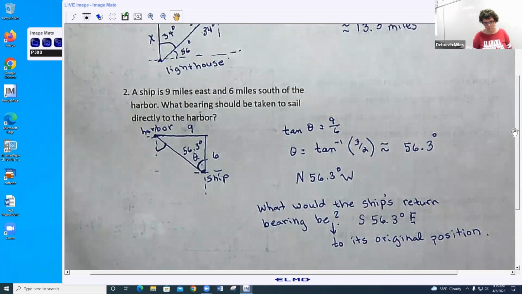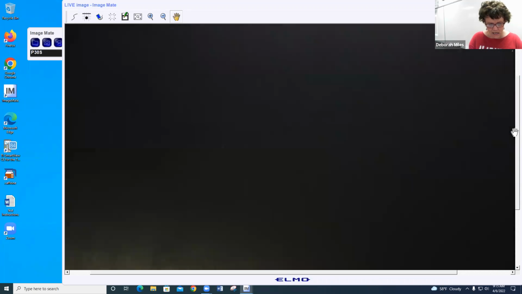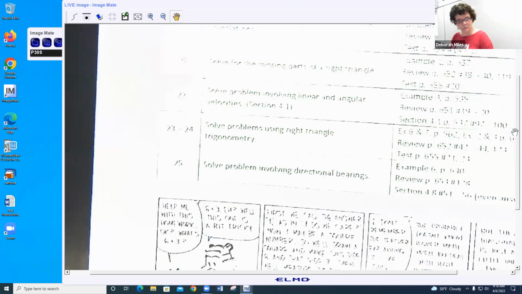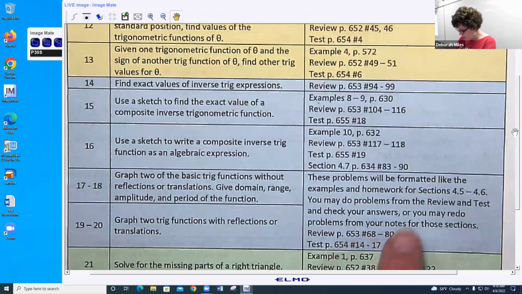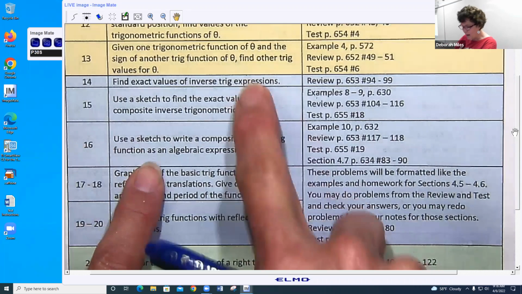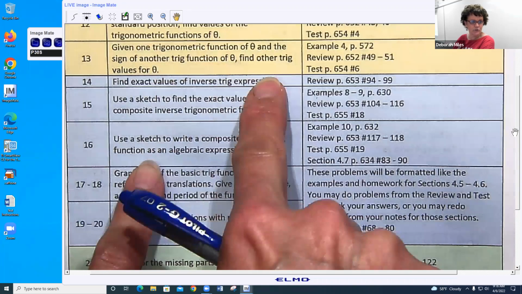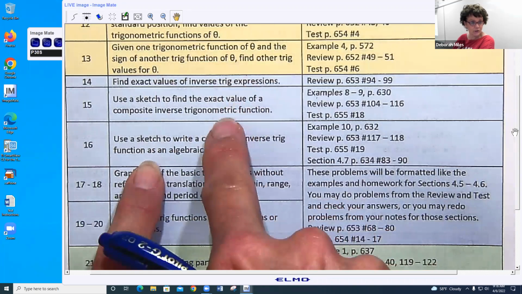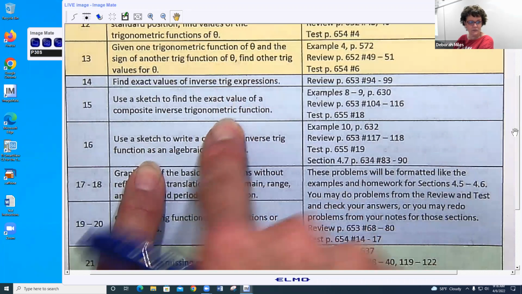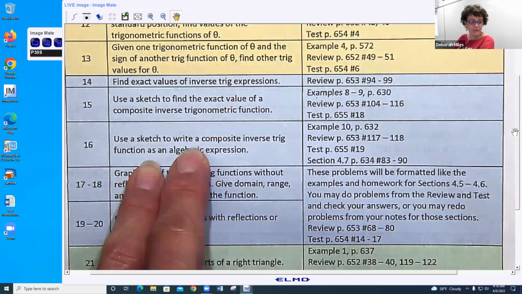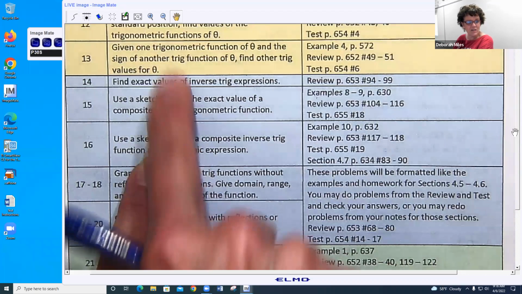All right. We have 10 minutes. I'm telling you that the 12 problems on part B look exactly like I said they would look. These first 3 problems are from 4.7. Find an exact value of a trig function. Use a sketch to find the exact value of a composite trig function, and then write a trig function as an algebraic expression. We did those 3 yesterday.